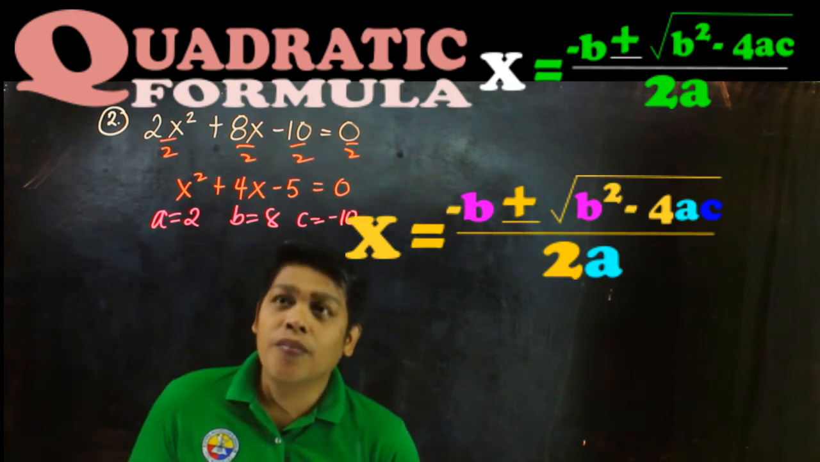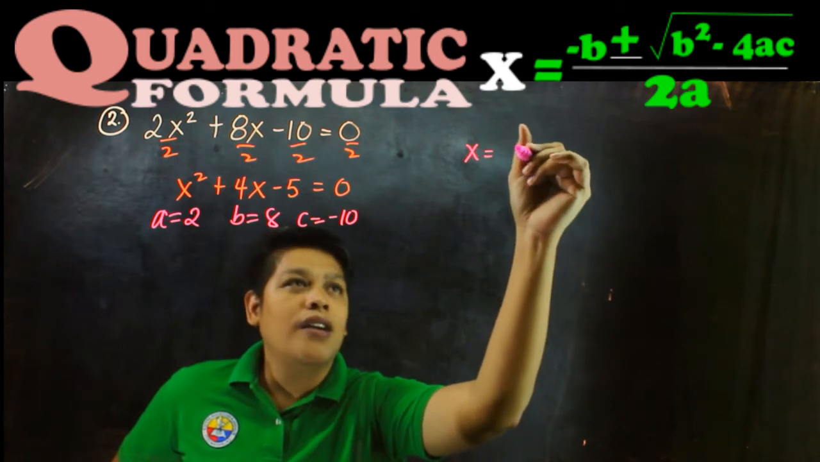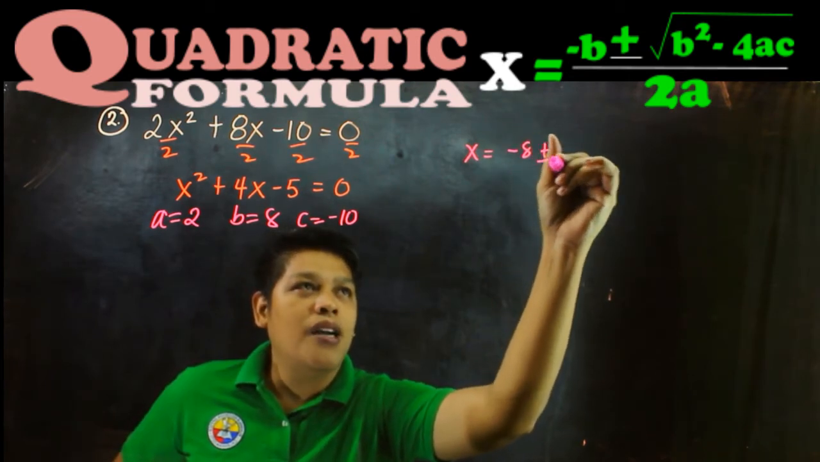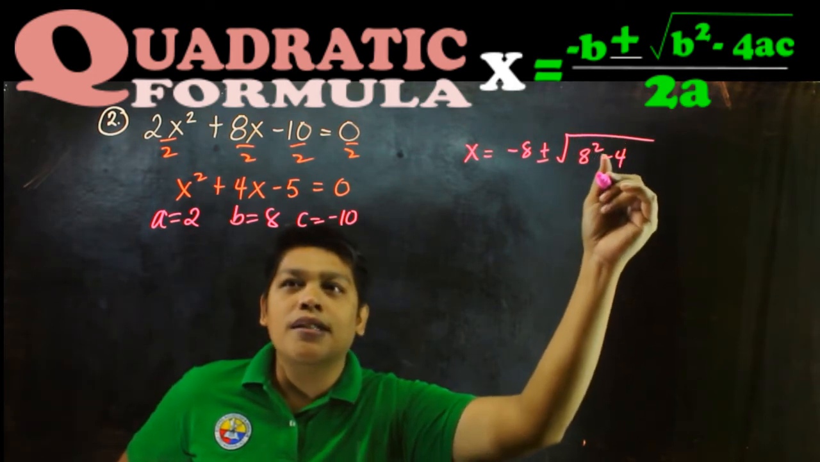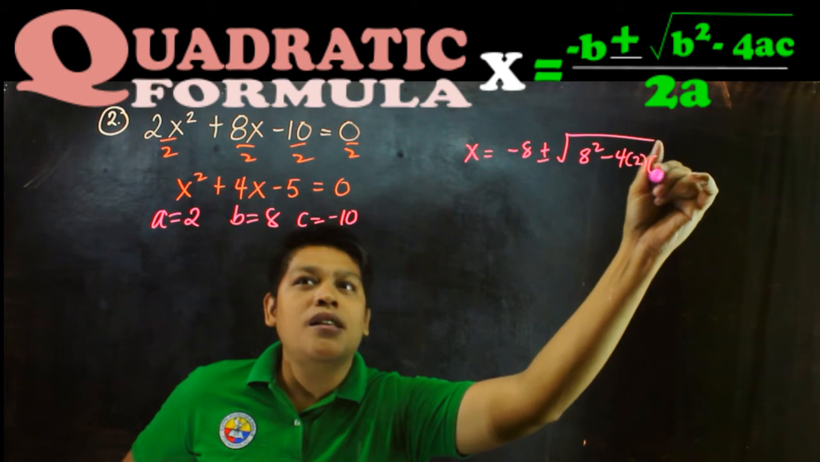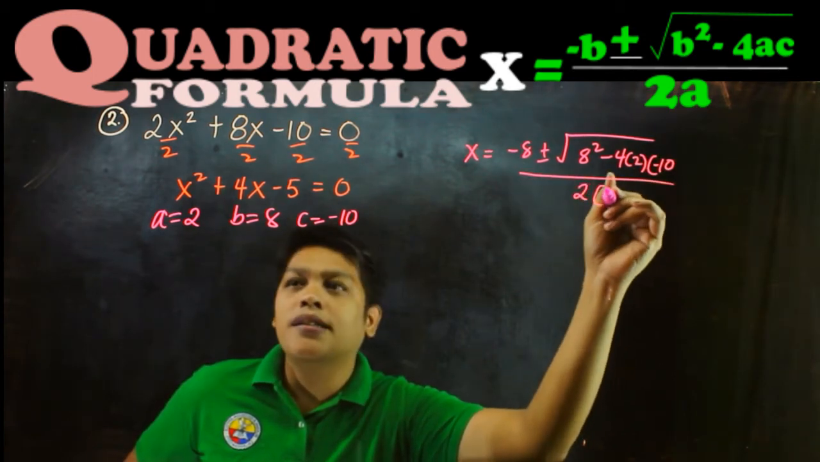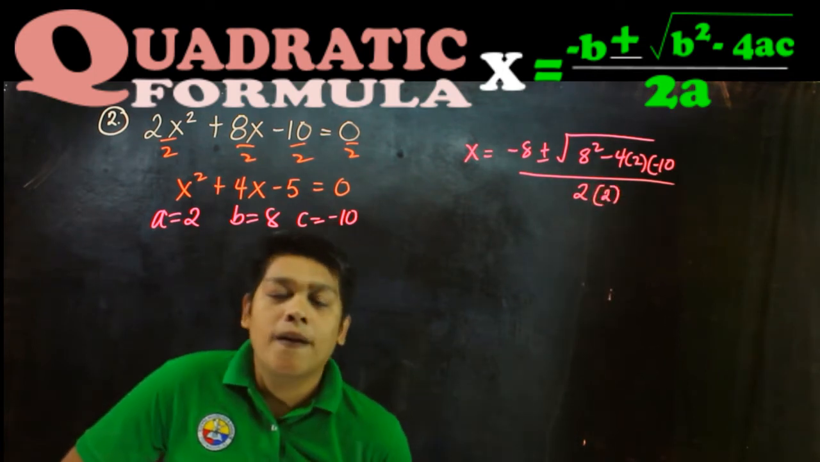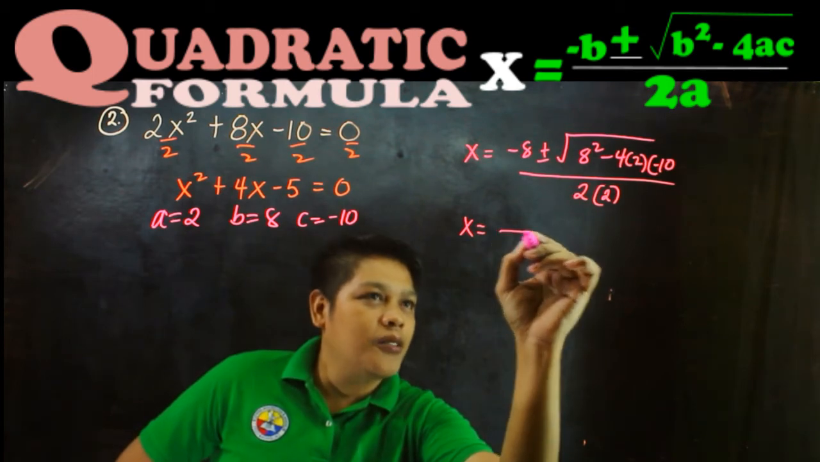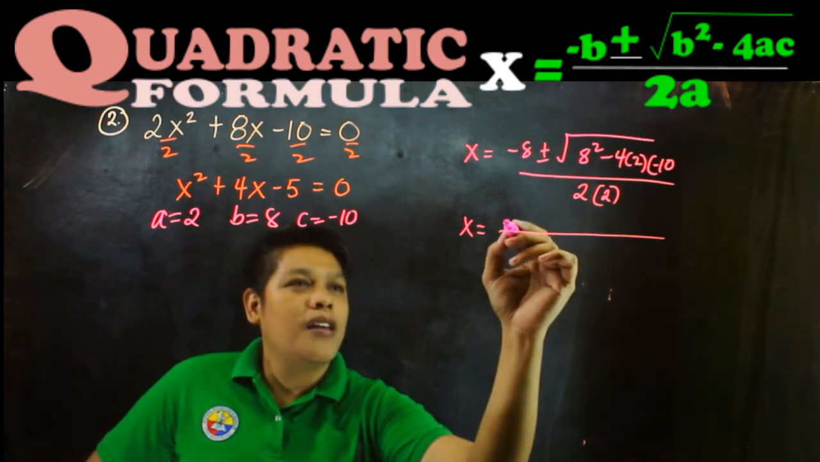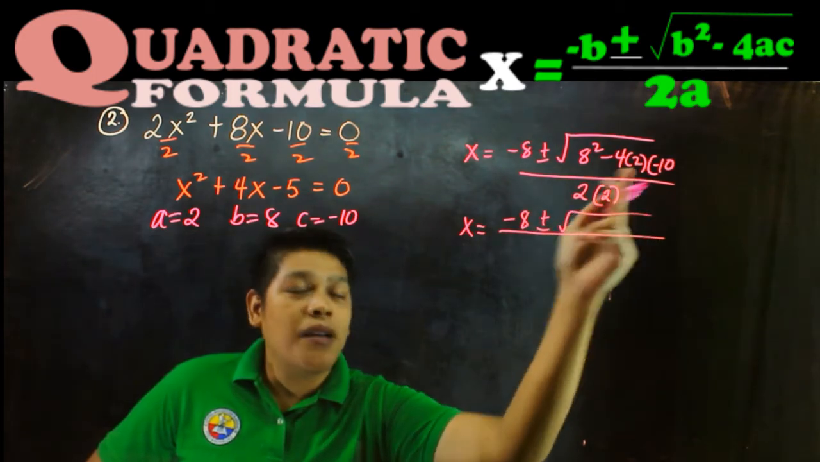So, mangyayari dito, negative b, x equals negative 8 plus or minus square root of 8 squared minus 4, what is a? 2. What is c? Negative 10 over 2, what is a? 2, no? Then x equals, dapat yan nasa gitna ito, no? Yan. Tapos negative 8 plus or minus, i-simplify natin yung nasa taas.